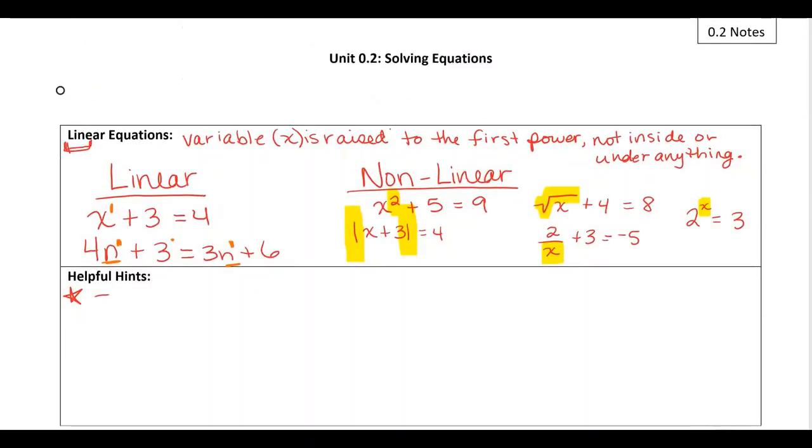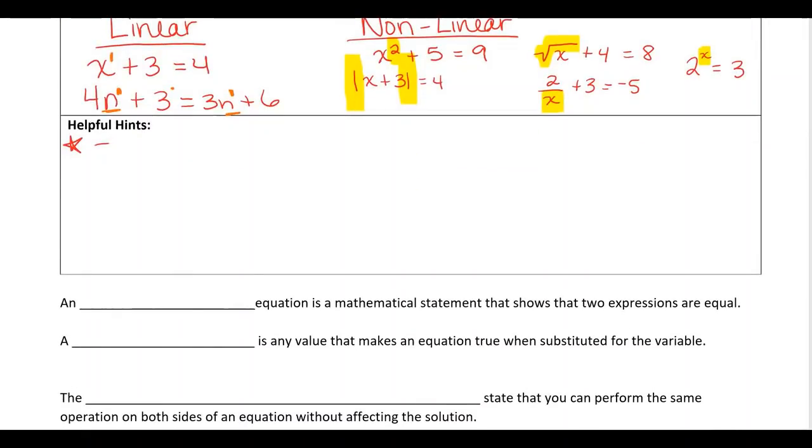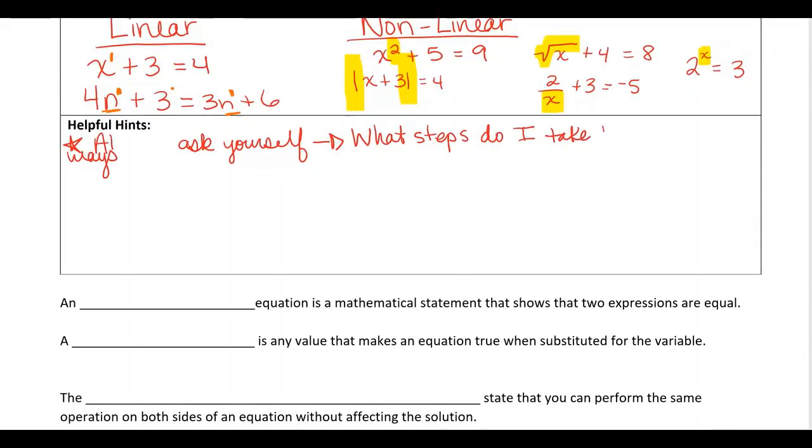You're always going to ask yourself this question. What steps do I take to get the variable by itself?